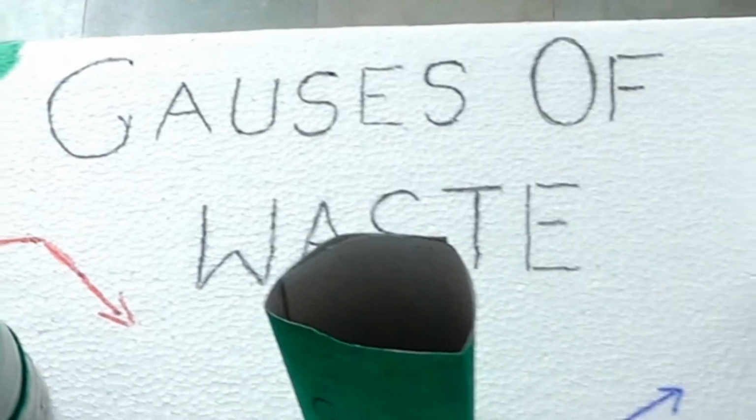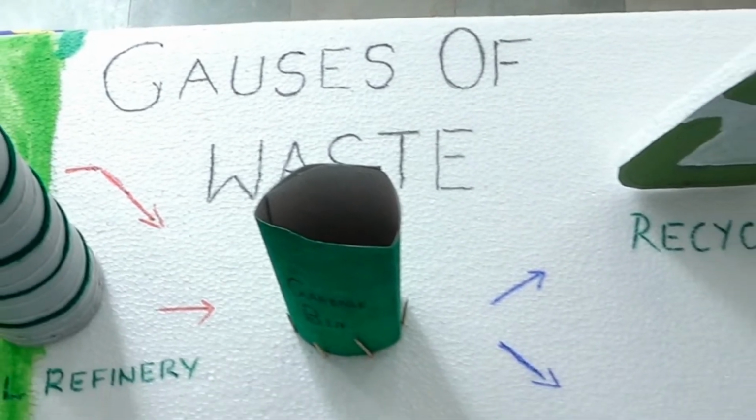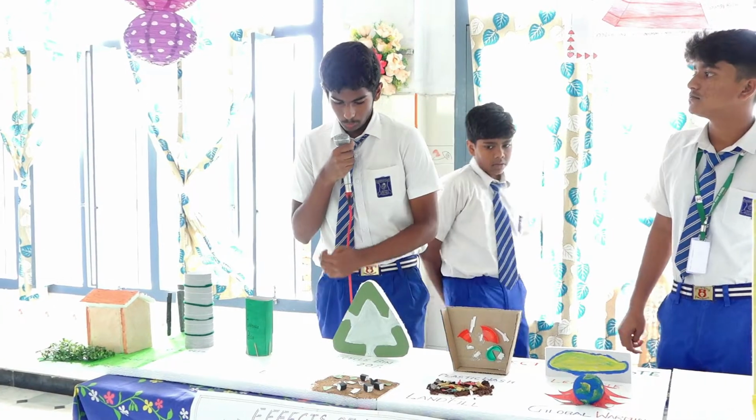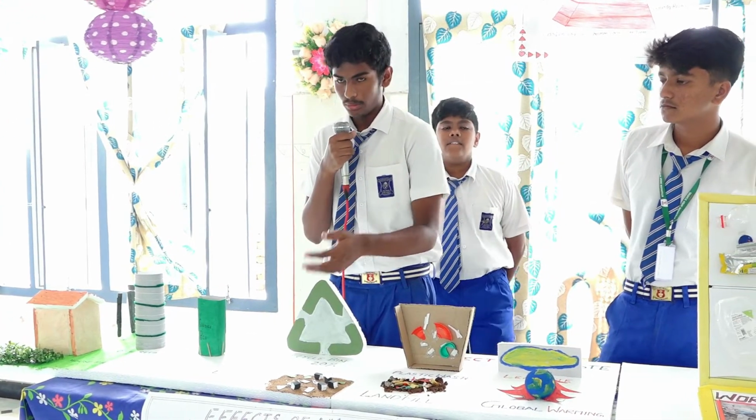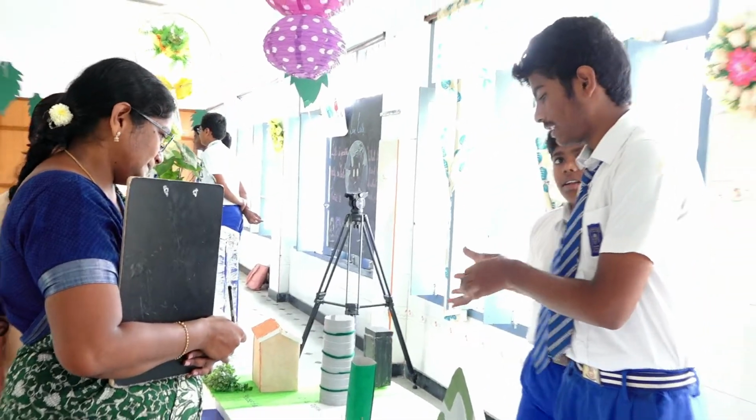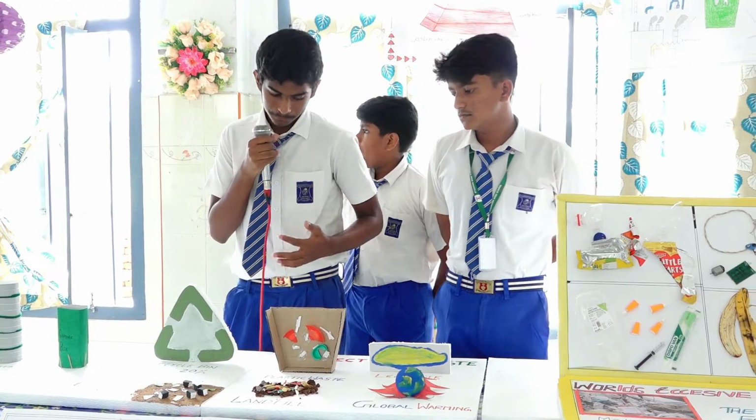Waste comes from different sources like industries, oil refineries, households, etc. We throw so much waste every day. Out of it, only 20% is recycled and the remaining is sent to landfill. Landfill is the oldest and most common form of decomposing waste.